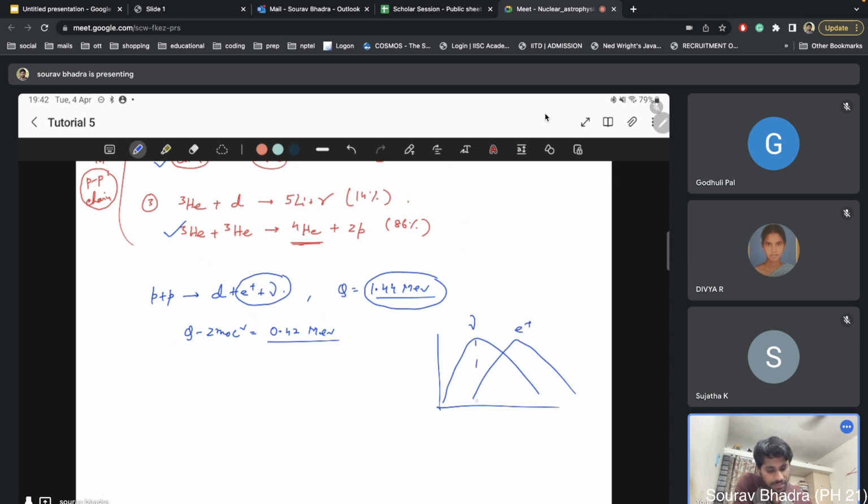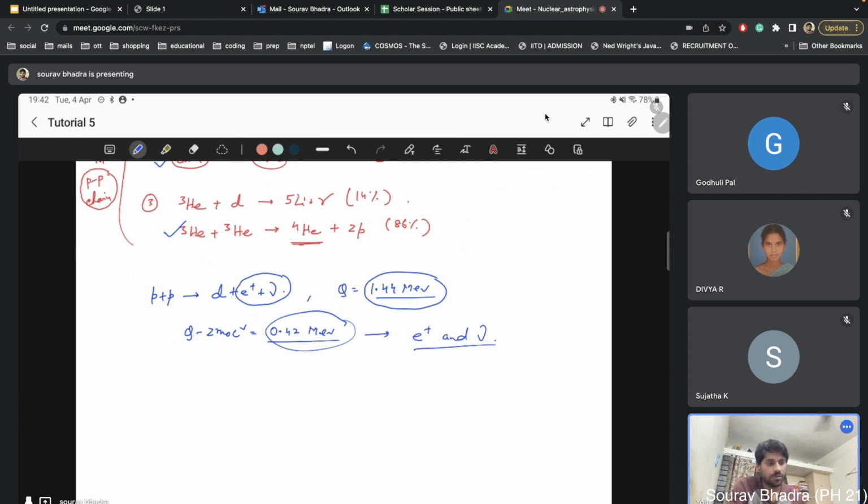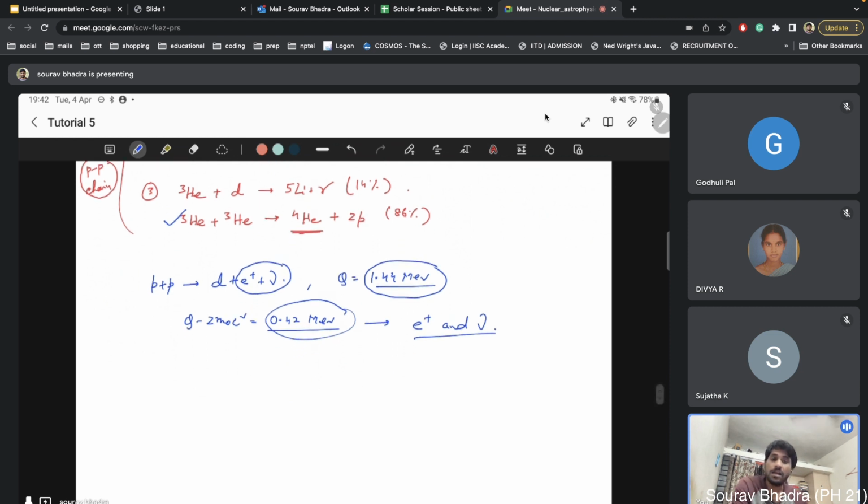There will be a peak at some 0.26 MeV, I think. I may be wrong, just go through the class. So 0.26 MeV for the neutrino, and the same way there will be some for the positron, so I will not write it. But the main point is, this much energy will be taken away by the electron and neutrino. This is the kinetic energy of those two particles. Taken away means this will be kinetic energy.